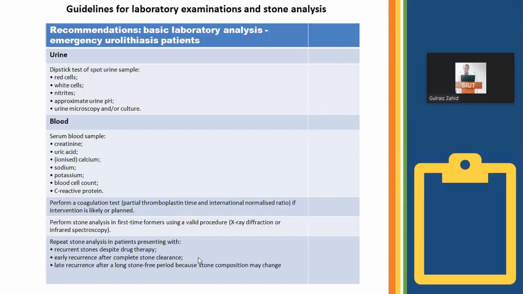In the serum blood sample, we check for creatinine, uric acid, ionized calcium, sodium, potassium, blood cell count, and C-reactive protein. Perform a coagulation test, partial thromboplastin time, and international normalized ratio if intervention is likely or planned. Perform stone analysis in first-time formers using a valid procedure, X-ray diffraction or infrared spectroscopy.